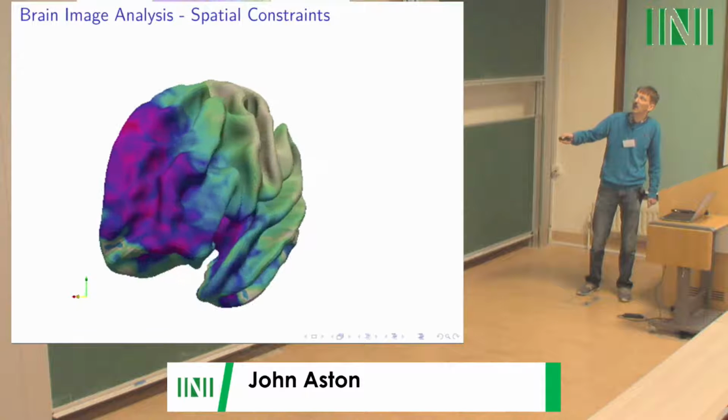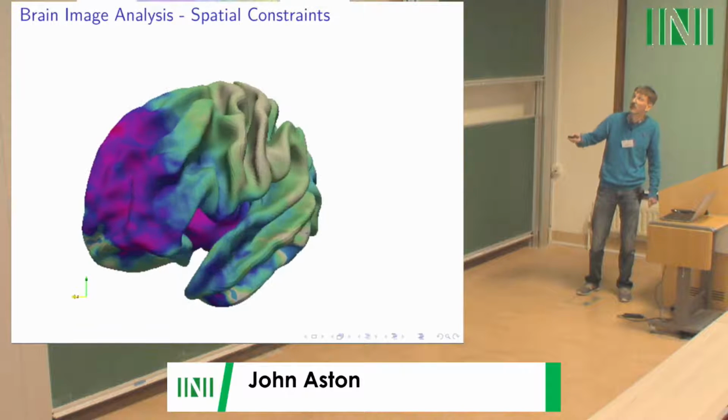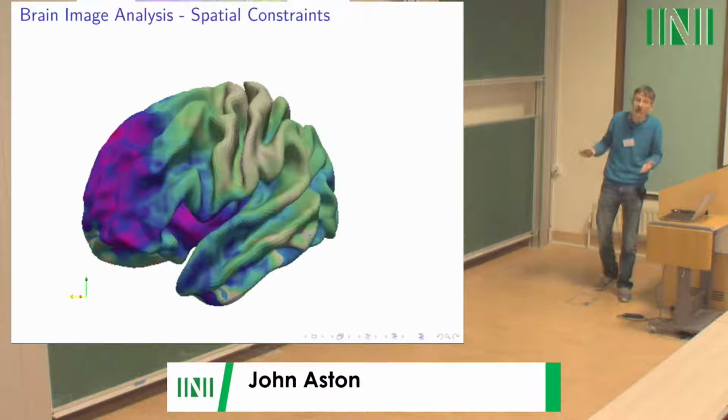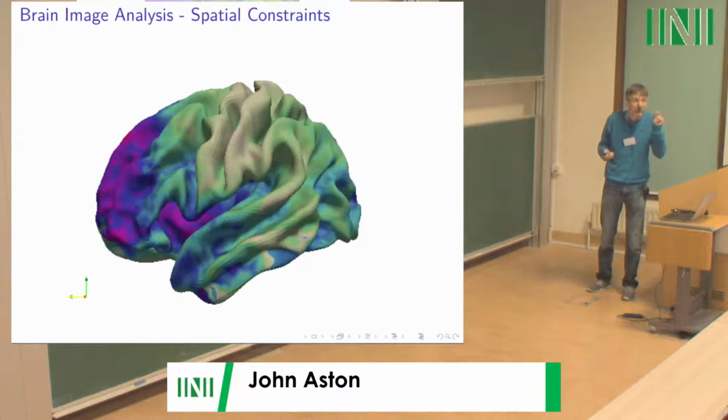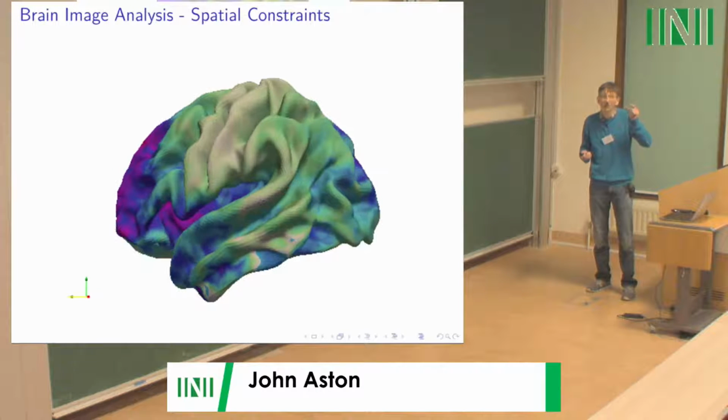Now this represents a particular function that sits on the surface. So that could be the thickness of the cortical surface. It could be the amount of activity of the cortical surface.